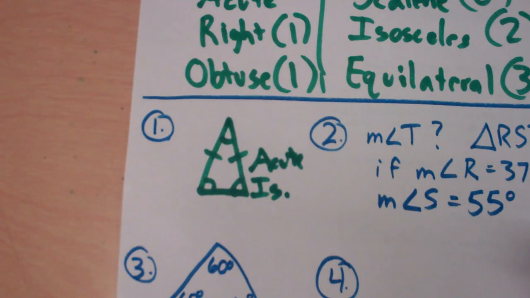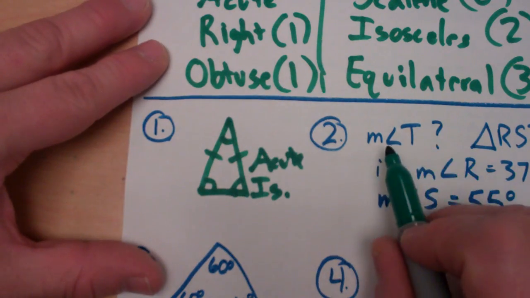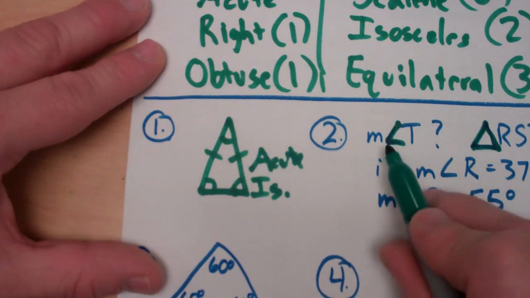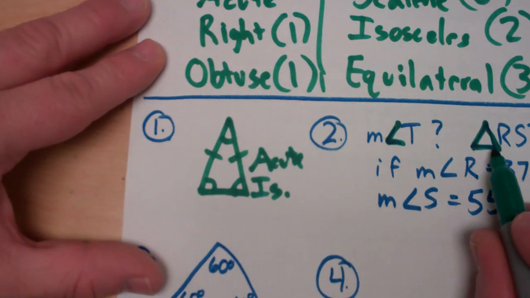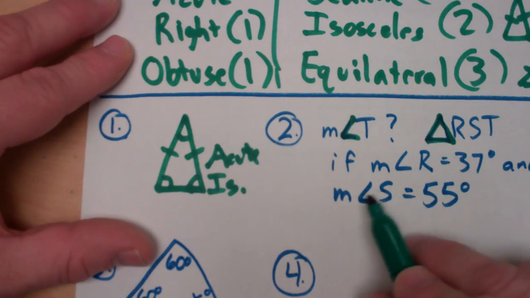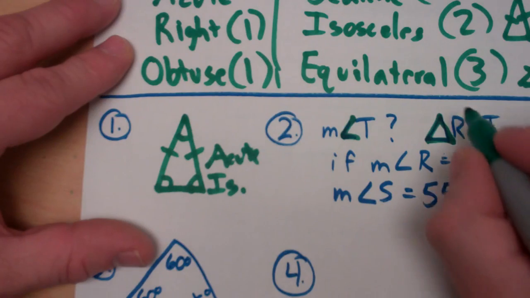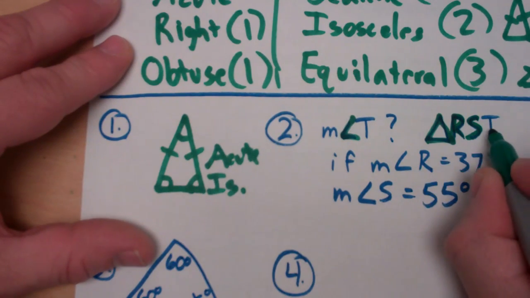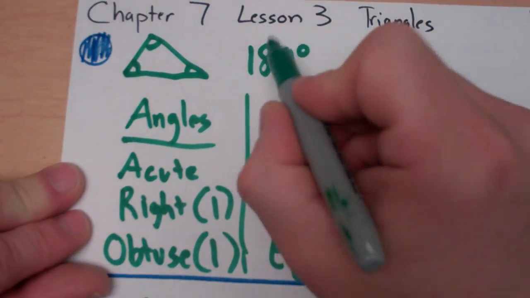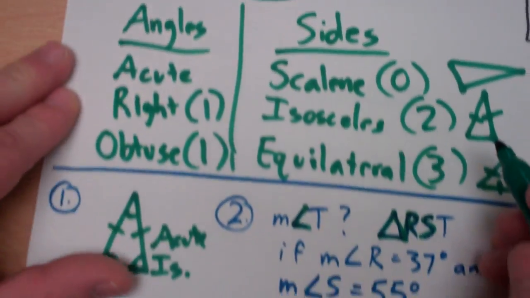Number 2 says find the measure of angle T in triangle RST. By the way, this means angle T. This is how you denote a triangle. So the measure of angle T in triangle RST, if the measure of angle R is 37 degrees and the measure of angle S is 55 degrees. Well, I've got R, I've got S, I just don't know T, and I do know what they all add up to be, because I listened to my teacher who said they always add up to be 180.